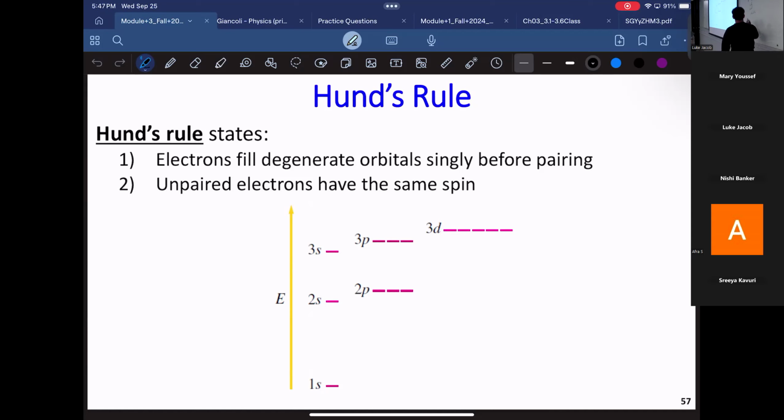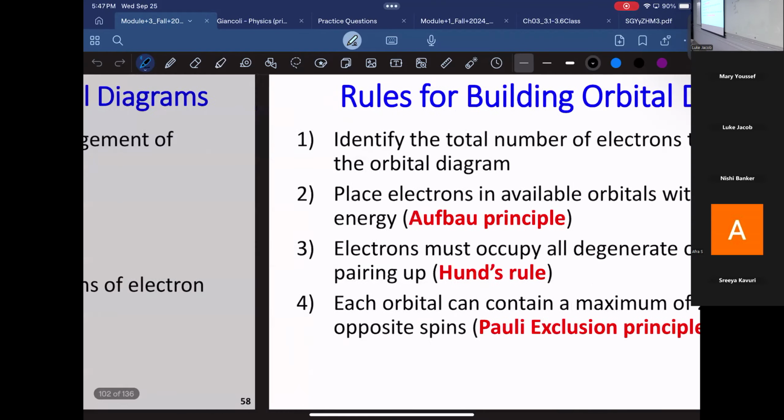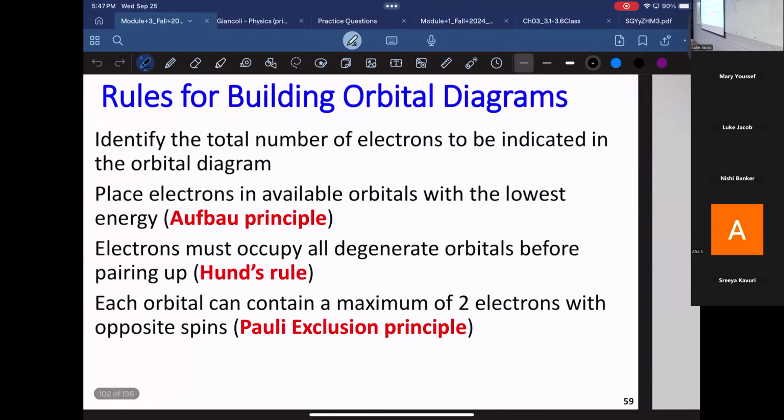So if you were to ask for quantum numbers for this, you would have to specify one specific spin. Don't just say plus or minus 1/2. You would say n equals 2, l equals 1, ml equals -1, 0, 1, and then ms equals plus or minus 1/2. Does anyone understand that? All right, cool. Okay, moving on.